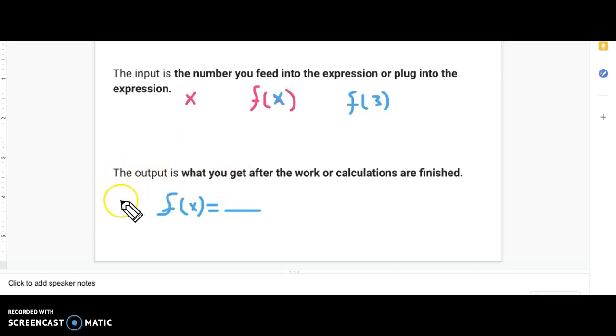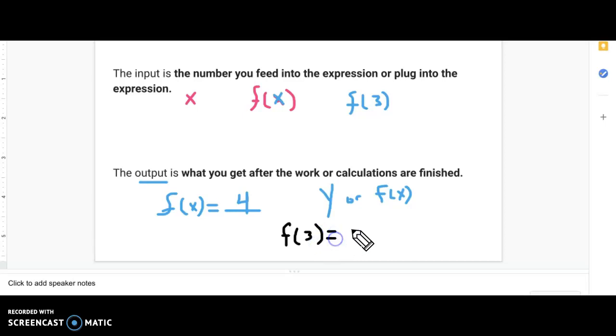So the output can be either represented with a y or the whole f of x. Either one of these can represent your output, whereas x represents your input. So when you get an equation, the equation may say f of x equals 4. That means 4 is your output, and whatever number is right here is your input. So, again, let me change it one more time.